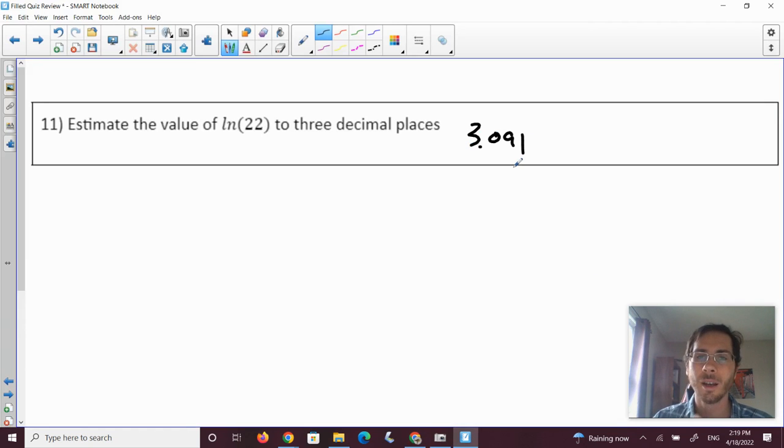That's it. Remember, on your graphing calculator for your TIs, there is an ln button right on the face of the calculator. You don't have to go hunting for it.